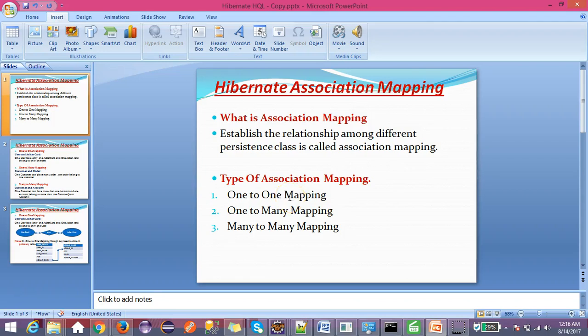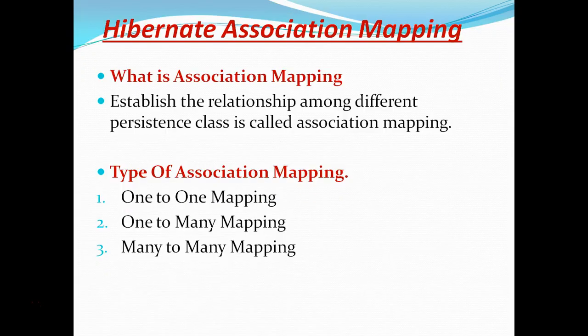I'm going to explain hyphenate association mapping. So first, what is association mapping? Establishing the relationship between different entity classes is called association mapping. So we can say maintaining the relationship means establishing the relationship between different entities is called association mapping.